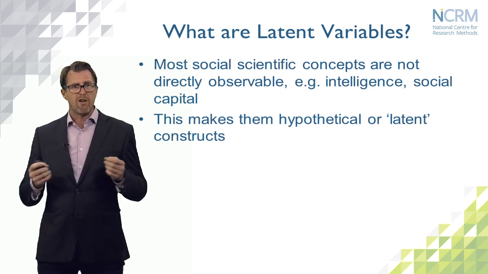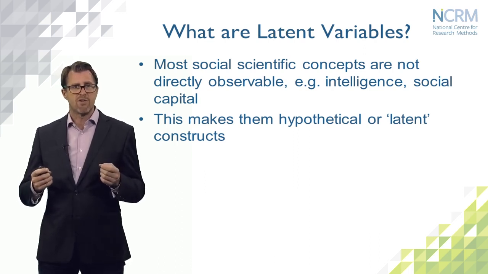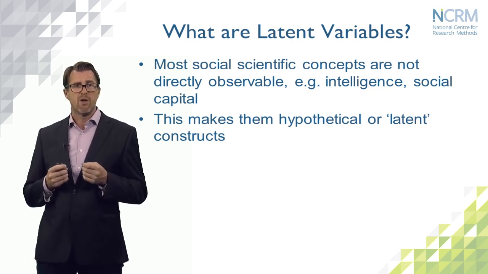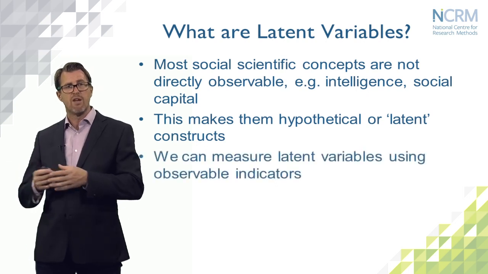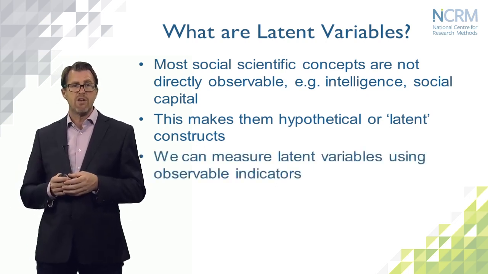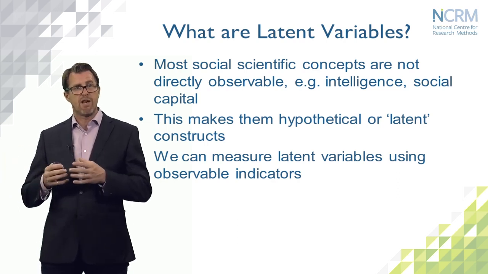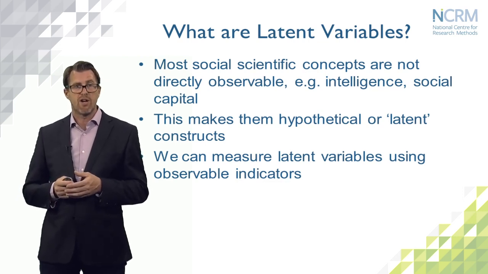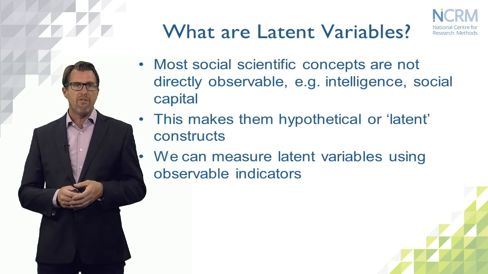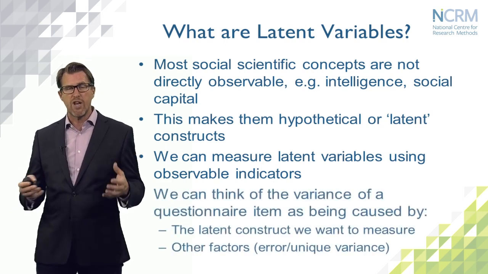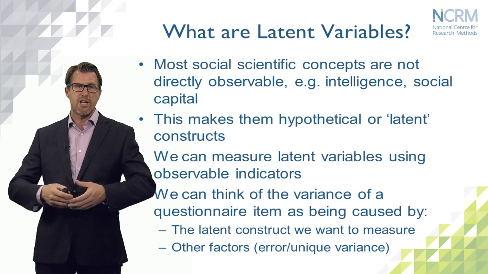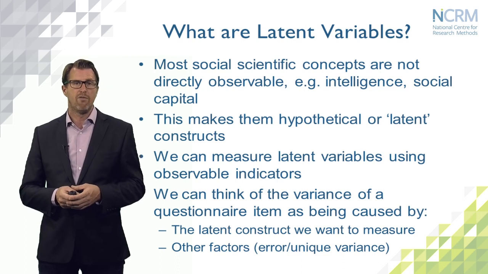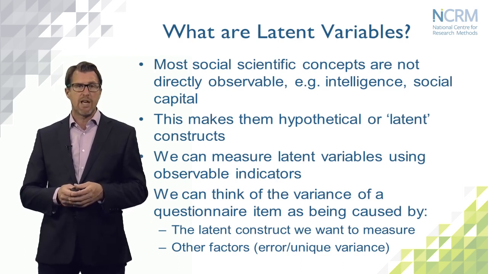So we're in a bit of a difficult position if we can't measure these concepts that we're interested in. But fortunately, we can use approaches which measure these latent variables using observable indicators, using variables that we can measure directly that we believe to be caused by the underlying latent constructs. So, if we think of a questionnaire item, a question in a questionnaire that's been administered to a sample of people, this would be a good example of an observable indicator of a latent construct.